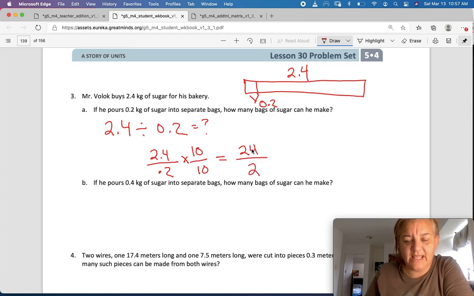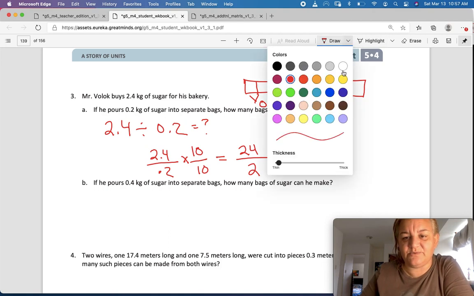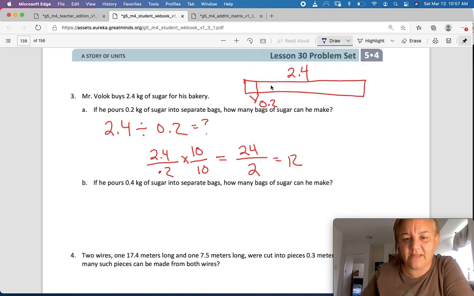Okay? And 24 divided by 2 equals 12. So up here, if I wanted to rewrite those in so you could see them, I would have 12, 1, 2, 3, 4, 5, 6, 7, 8, 9, 10, 11, 12. Is that right? 1, 2, 3, 4, 5, 6, 7, 8, 9, 10, 11, 12. Oh, no, I drew too many.